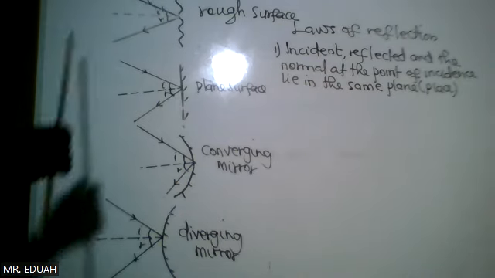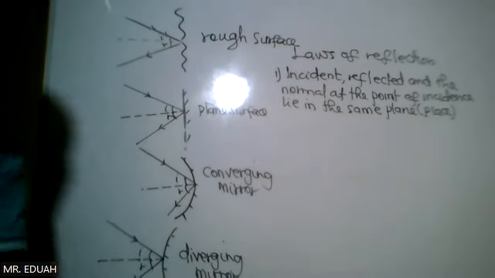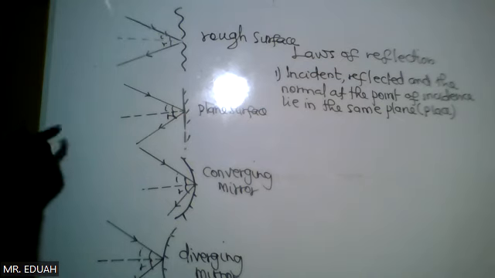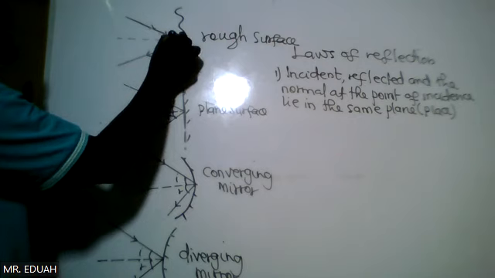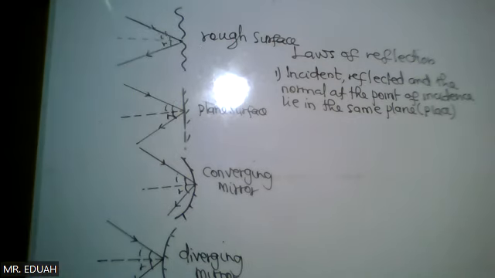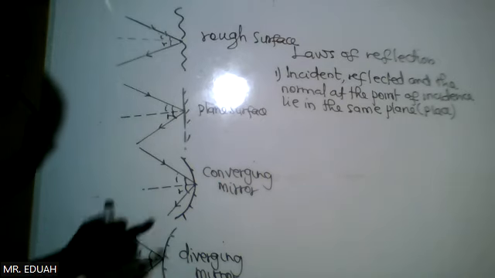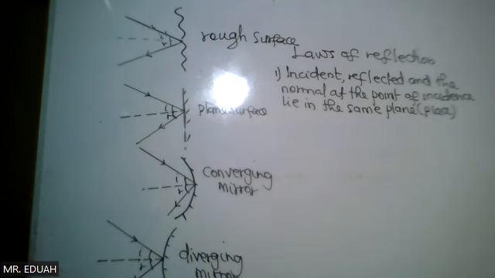So if you look at what is happening for the rough surface, this is the incident ray, the reflected ray, and then the normal at the point of incidence, all lie in the same plane. If you look at the plane mirror, the same thing. So each situation or nature of the surface obeys the laws of reflection.